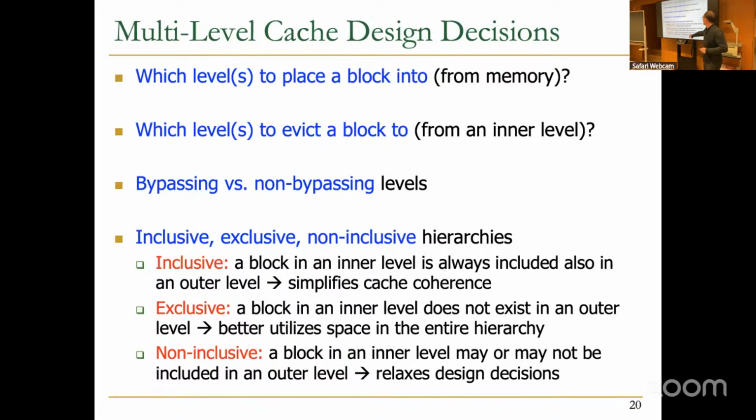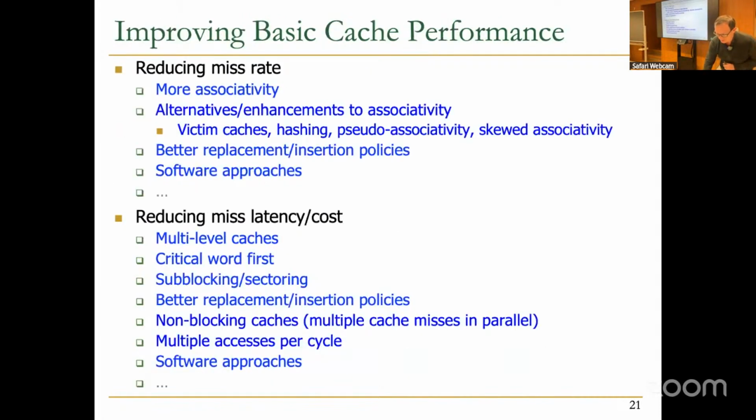A block in an inner level may or may not be included in outer levels. This relaxes a lot of design decisions, like prefetching, for example. When you prefetch something, you evict a block. Do you write it back somewhere else? You actually don't need to make a very strong decision to keep inclusivity or exclusivity. OK. So there are a lot of works that try to improve cache performance, which we're not going to cover. But this is just to show you that this is also a rich area.